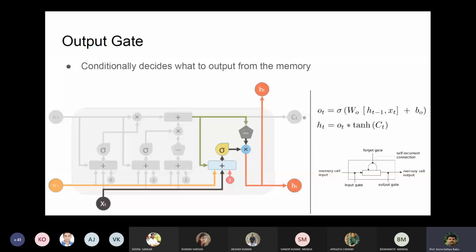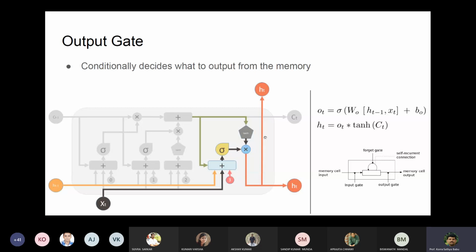So this is all about the different states. One is the forget gate, then the input gate. Then you have the memory state update at the third step. Then the fourth step is the output gate, deciding which output is to be given, conditionally deciding what output to be given from the memory.